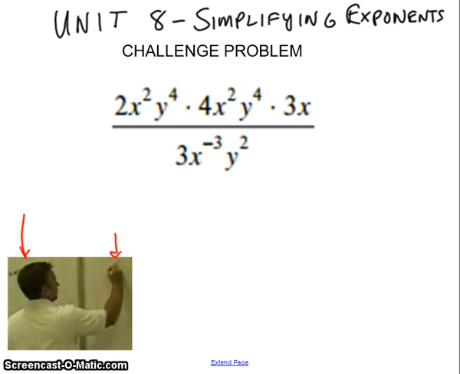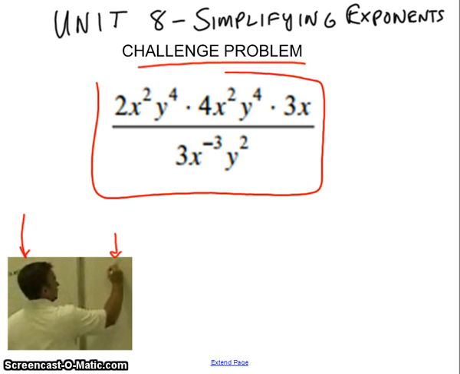Okay, let's look at the challenge problem for this section. We have 2x squared y to the fourth times 4x squared y to the fourth times 3x, all over 3x to the negative third y squared. So in this unit we're going to learn how to simplify exponents, make them a little easier. If you know a little bit about exponents and simplifying them, try the challenge problem out. See if you could get it right. Pause the video right now.